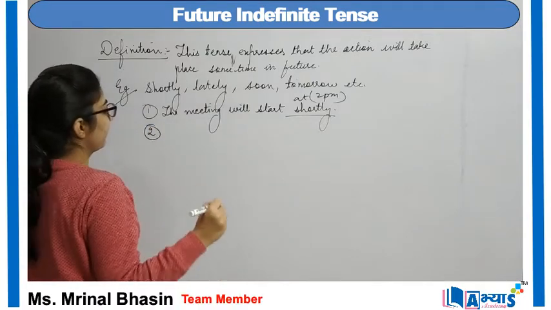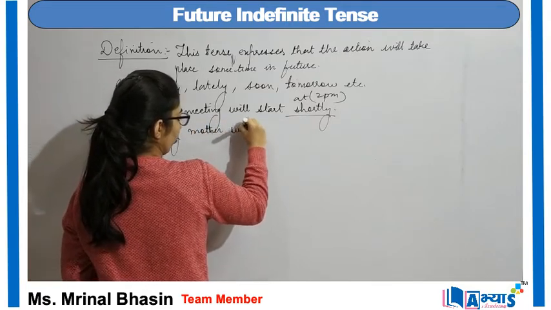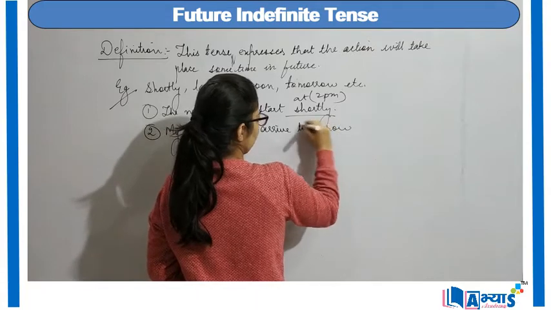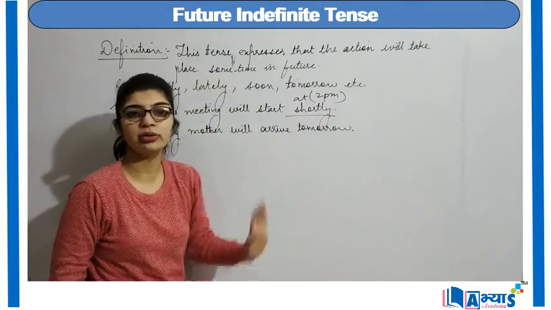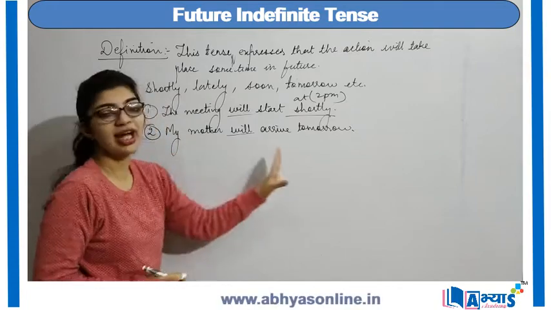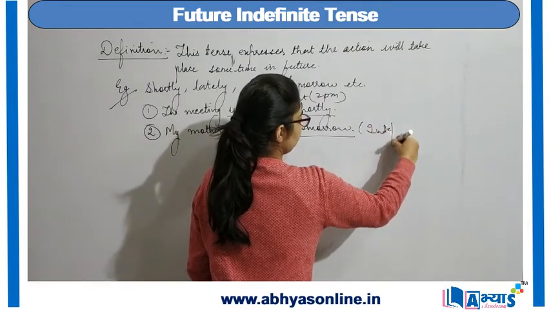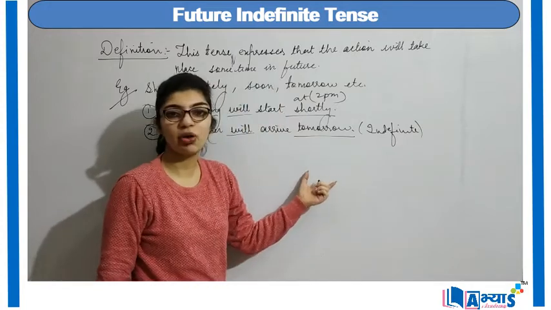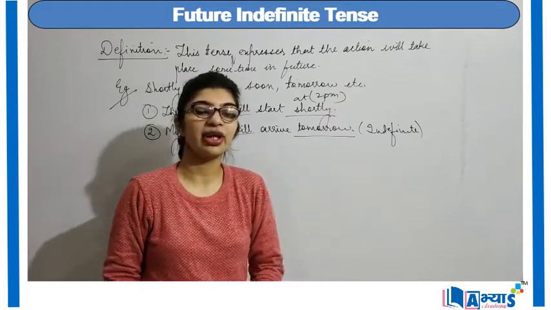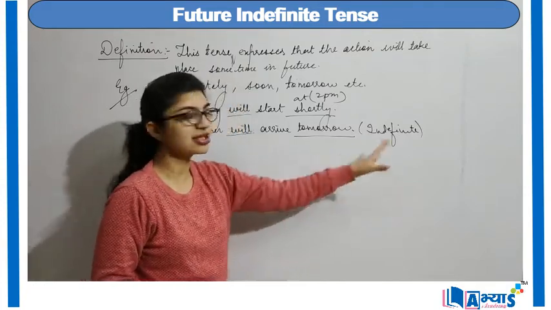Another example can be: my mother will arrive tomorrow. Now again I am saying that my mother will arrive tomorrow. I know that this is a sentence of future tense because will refers to the future form. Now, arrive tomorrow. Tomorrow over here is again indefinite, because tomorrow at what time I am not sure, whether tomorrow morning or late evening or whenever, I do not know. So the exact time is not given to me. Therefore, this is indefinite tense.